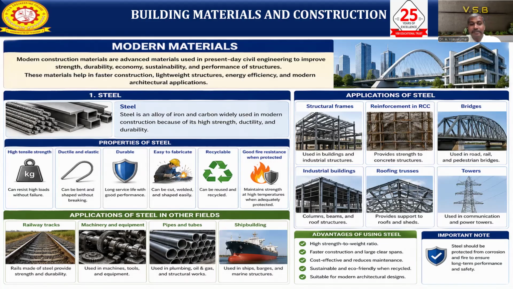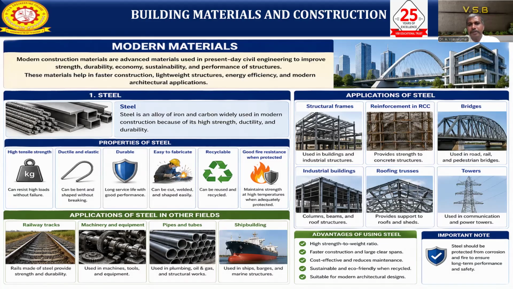Steel has high tensile strength, so it can resist high loads without failure compared to other materials. Steel is ductile and also behaves elastically, so it can be bent and shaped without breaking. Everything stays within the elastic limit only. After the elastic limit, you cannot expect elastic behavior; the material becomes plastic. Steel is a durable material with a long service life and good performance, so we need to maintain it properly. We need to take care of corrosion, which affects steel. That is the major disadvantage of steel.